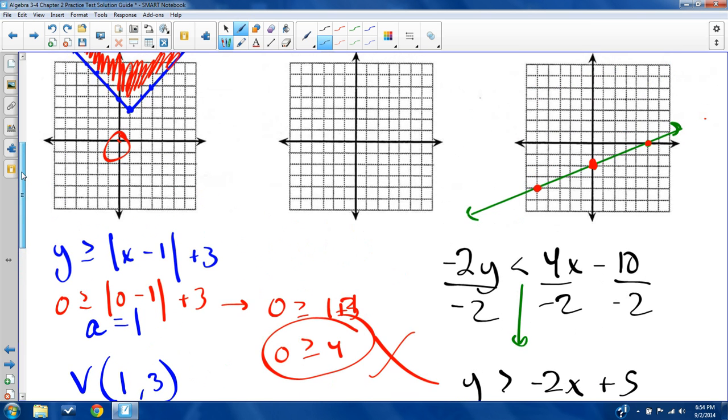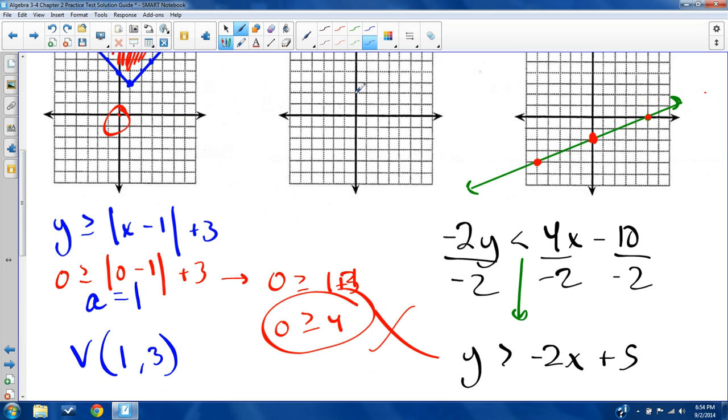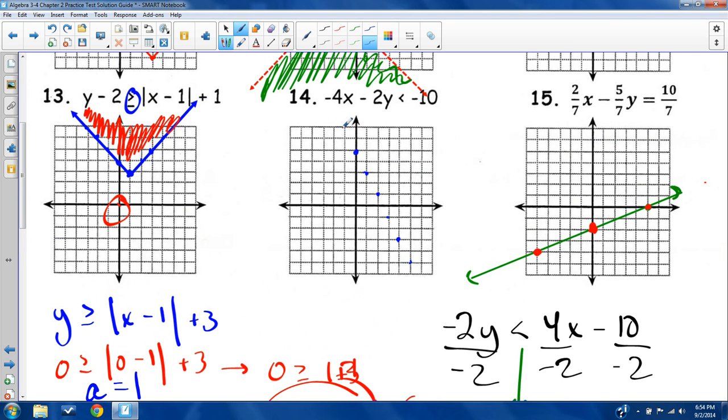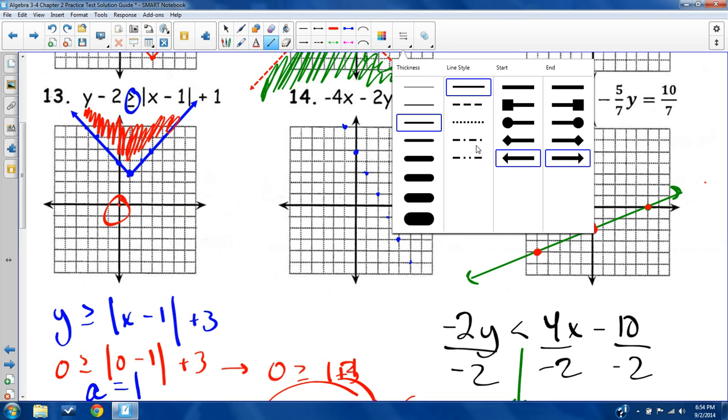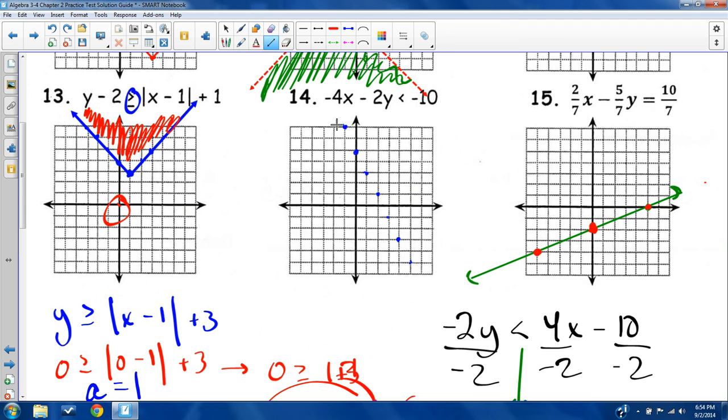So what I'm going to do when I graph this, I'm going to start at 5. 1, 2, 3, 4, 5. At 0, 5. And I'm going to go down 2 over 1, down 2 over 1, and graph that. Now, this is a greater than. So there are two things that's going to happen. First of all, this is going to be a broken line. Make sure it's blue. And let's make sure it's arrows and broken. So broken line because it's not also equal to, it's just greater than.